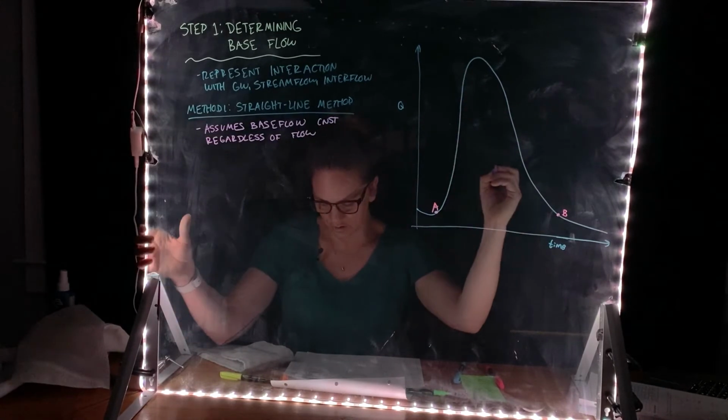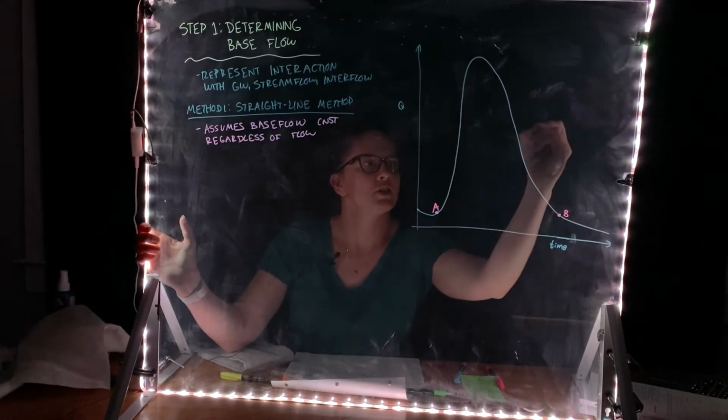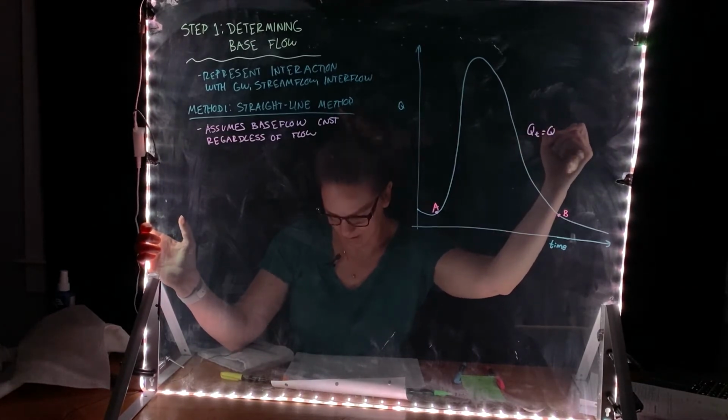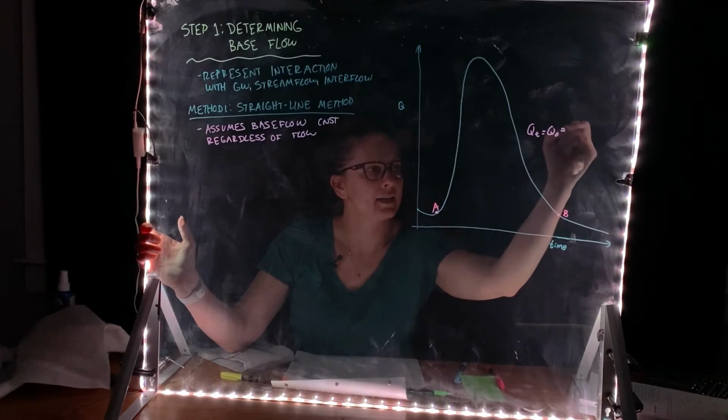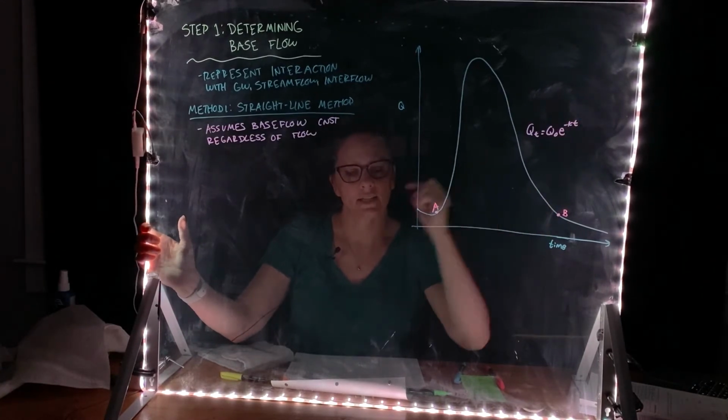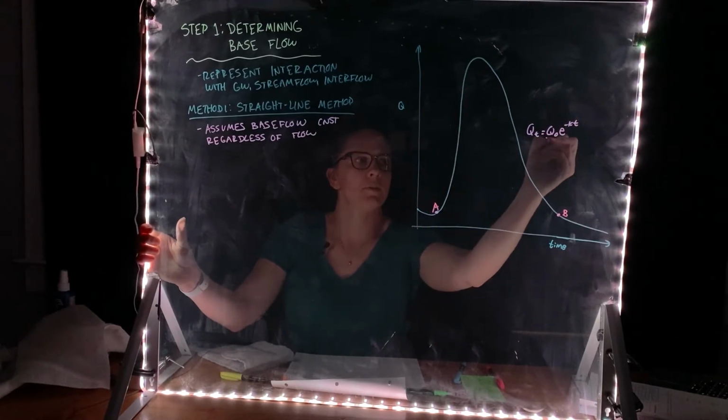And this recession curve, by the way, pretty much always follows, not always, but can be represented or approximated by an equation that looks like this. So we will come back to that. This QO is the peak flow.